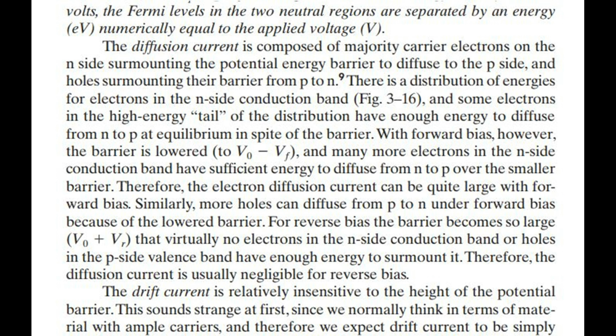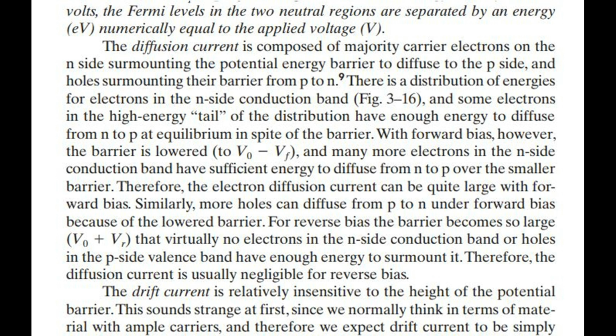For reverse bias, the barrier becomes so large, V0 plus Vr, that virtually no electrons in the N-side conduction band or holes in the P-side valence band have enough energy to surmount it. Therefore, the diffusion current is usually negligible for reverse bias. The drift current is relatively insensitive to the height of the potential barrier.